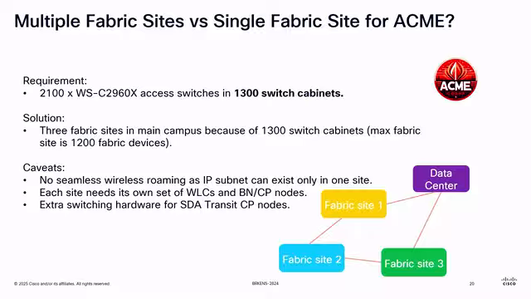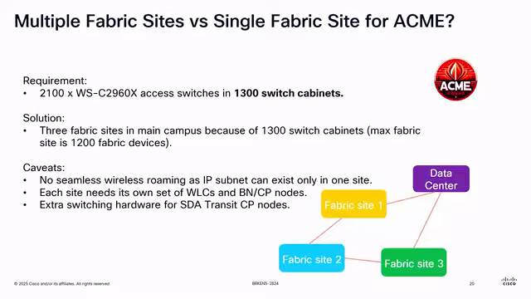So in our case, the trade-offs are as follows. The IP subnet that you assign to a site can only exist on one site. As a consequence of that, no seamless wireless roaming is possible, because when you're moving between the sites, you have to re-IP. Right? Each site needs to have its own set of border and control plane nodes, because that's what defines a site. And importantly, an individual set of wireless LAN controllers, because today, a Cisco wireless LAN controller can only enable Fabric wireless for a single site. Right? And also, we need to have SDA transit control plane nodes.